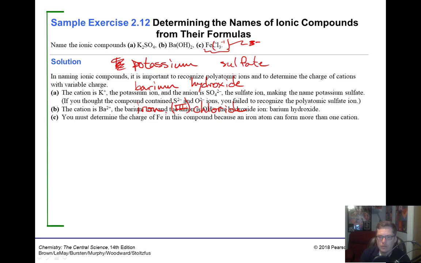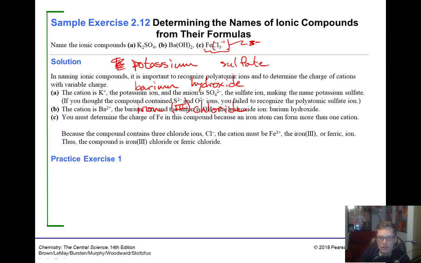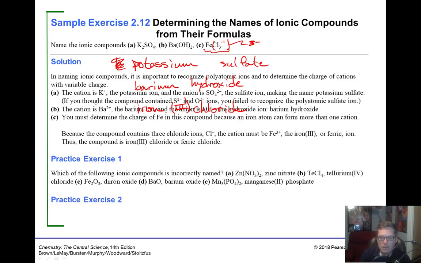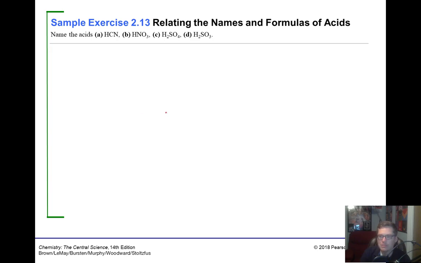I've kind of written over some of the walkthrough of this. Sorry about that. We'll skip that one. We named a bunch of them here, so we'll move on. All right, naming some acids.